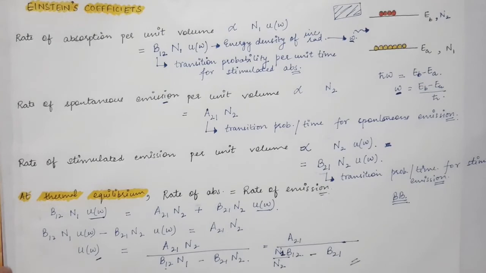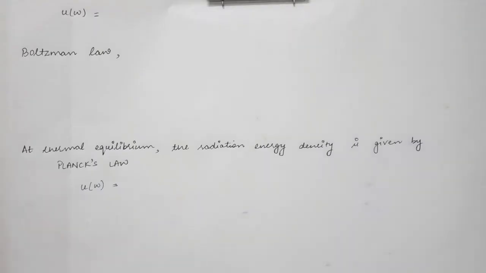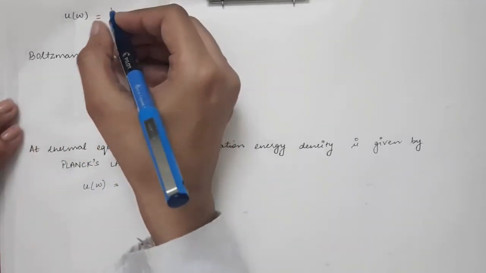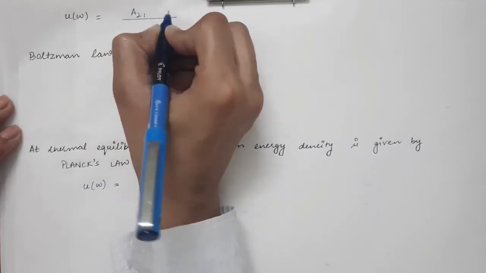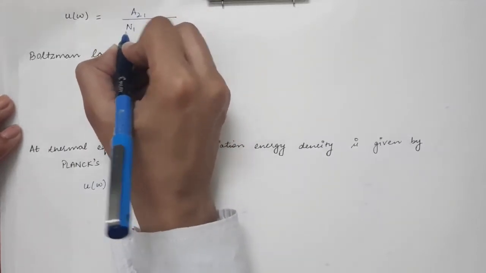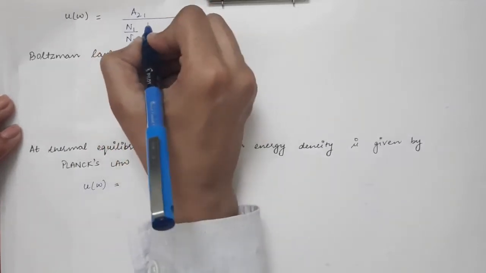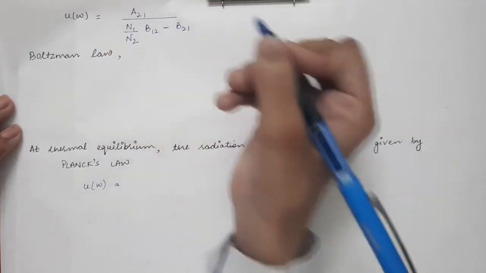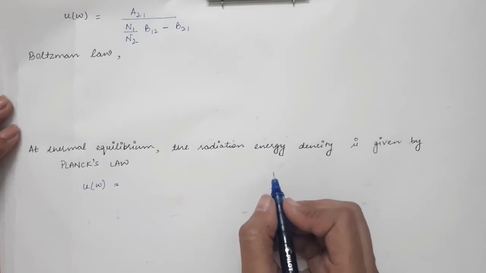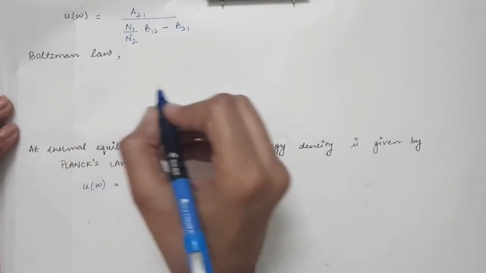Now we are going to find out the relation of N1 by N2 from Boltzmann law. So u of omega we have already got. The relation of u of omega is A21 divided by N1 divided by N2 into B12 minus B21. So this is the relation that we have got. Now we will use the Boltzmann law.